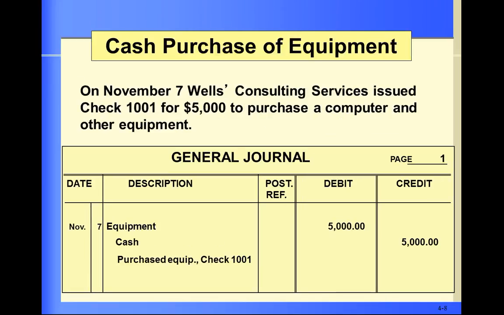Next, we're going to purchase equipment, and this time we're going to pay cash for it. Since we're increasing the balance of the asset account equipment, and that is done with a debit entry, the debit entry is going to go first. So we have equipment for $5,000 as a debit, and then cash, which we're decreasing the balance of an asset account with a credit entry, is going to be the second entry. In this case, the memo is going to clarify that we purchased equipment and that we used check number 1001 to do that.